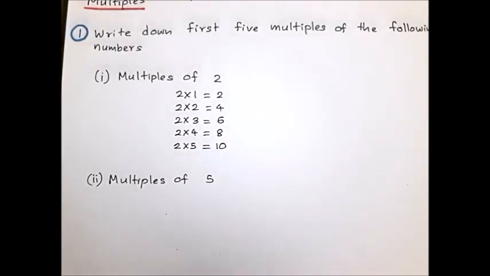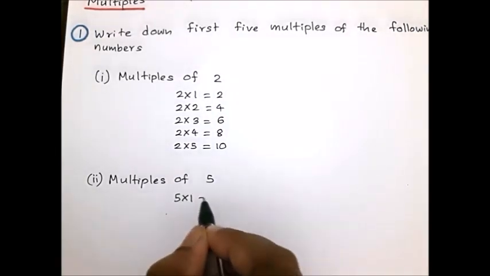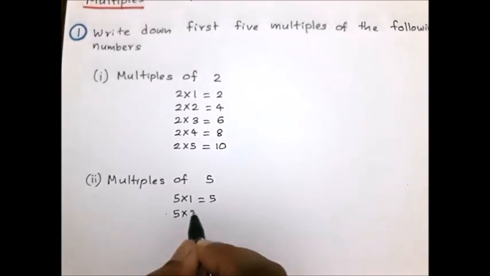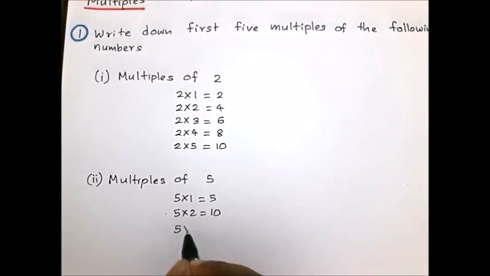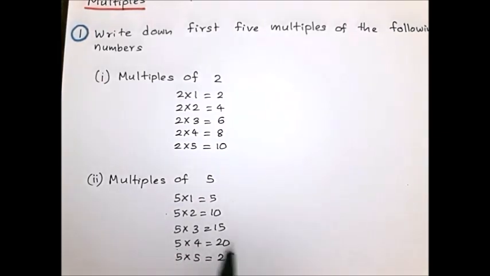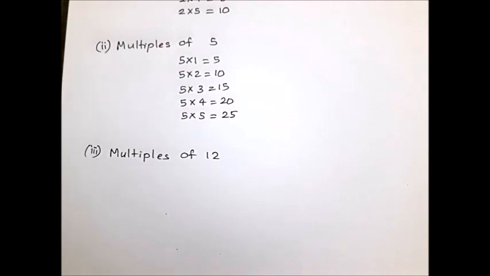Next one, multiples of 5. 5 times 1, 5. 5 times 2, 10. 5 times 3, 15. 5 times 4, 20. 5 times 5, 25. 5, 10, 15, 20 and 25 are the first 5 multiples of 5.